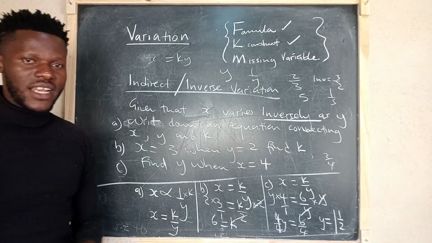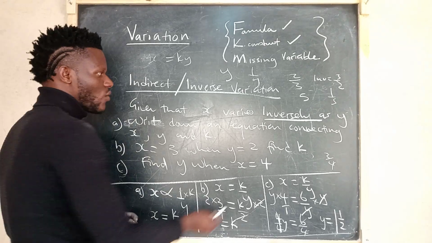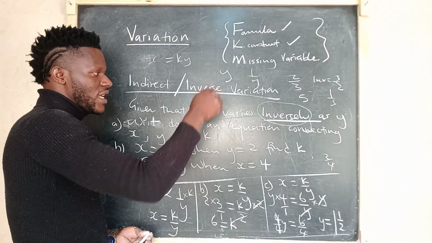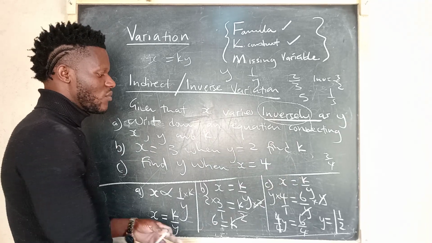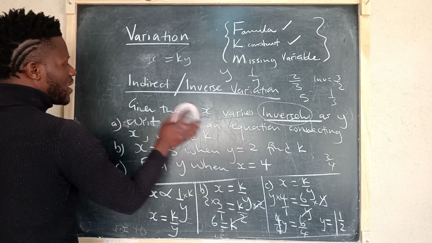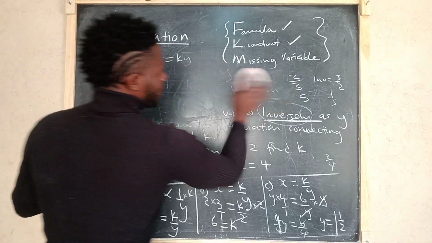This is inverse variation. So inverse variation goes with the word inversely, which shows that the other term to be introduced should be the inverse or inverted to become 1 over.